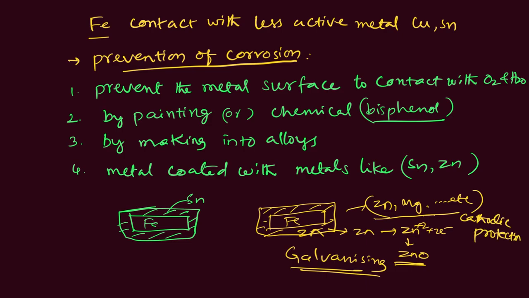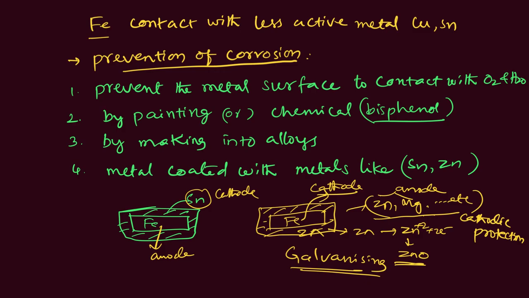What does cathodic protection mean? These metals act as the anode and iron acts as the cathode. The cathode is protected by a more active element like zinc or magnesium. But in the other case, iron acts as the anode and the other metal acts as the cathode. These are based on electrode potential values.